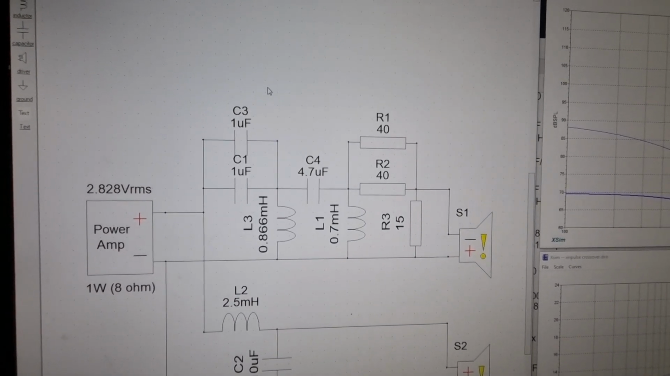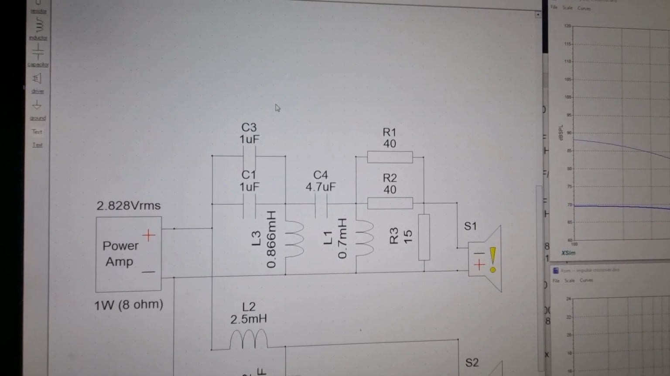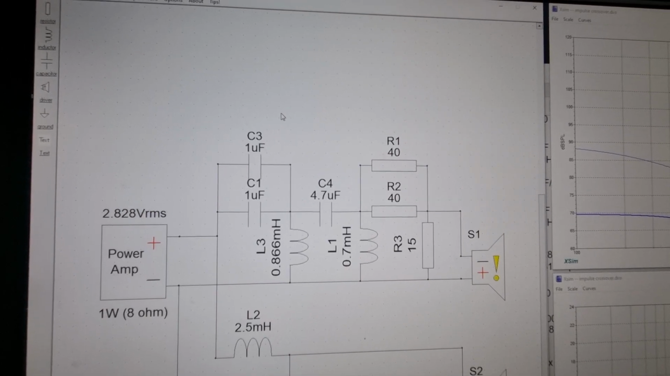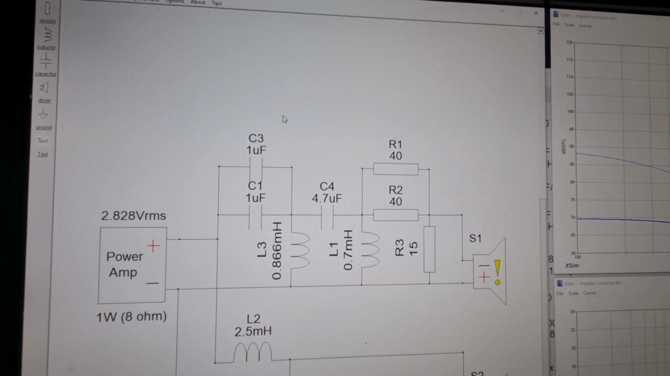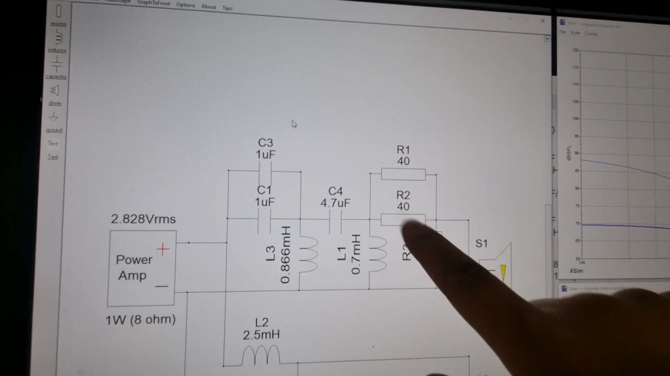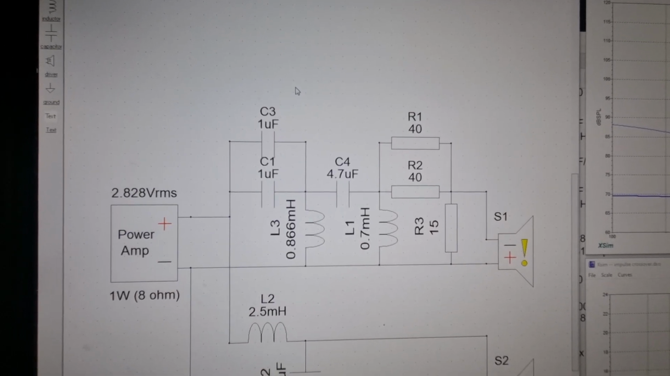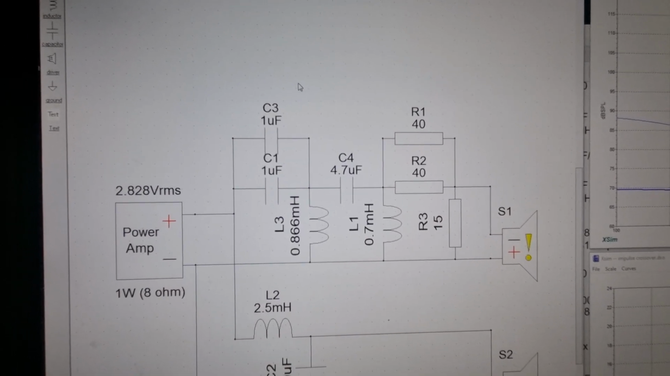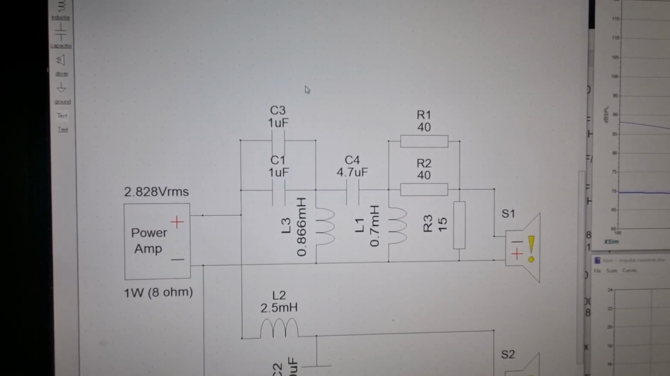Rather than just having one pole, the high pass section has two. It allows a steeper slope on the frequency response. And there's also a bunch of resistors here and here, and those act as an attenuator, i.e. it reduces the output level of the compression driver.